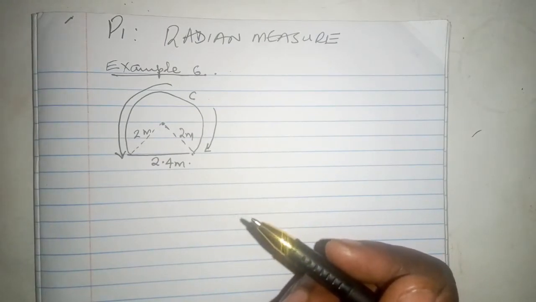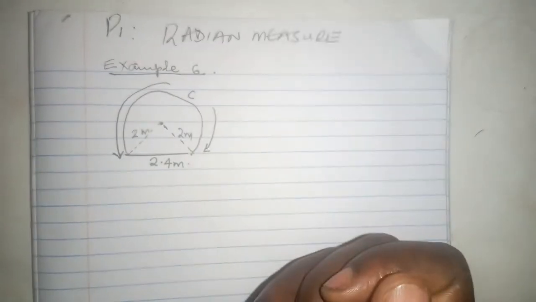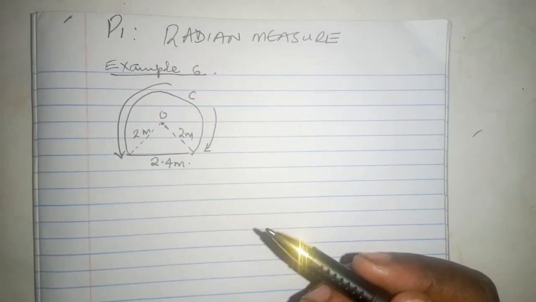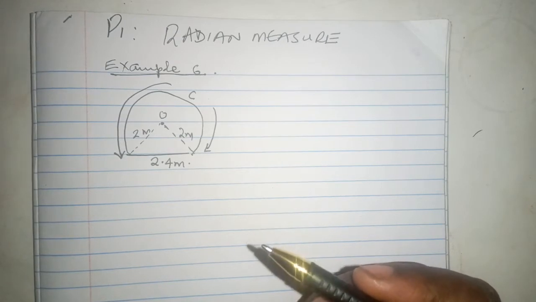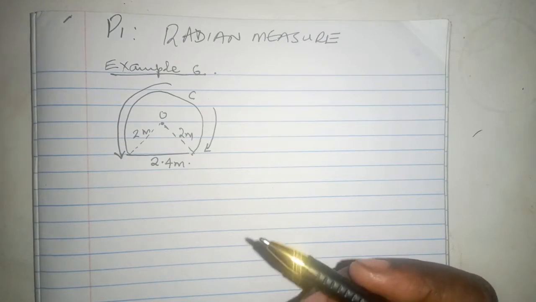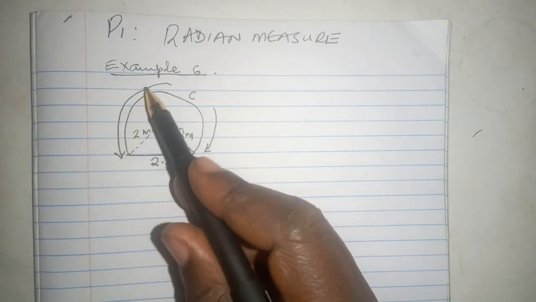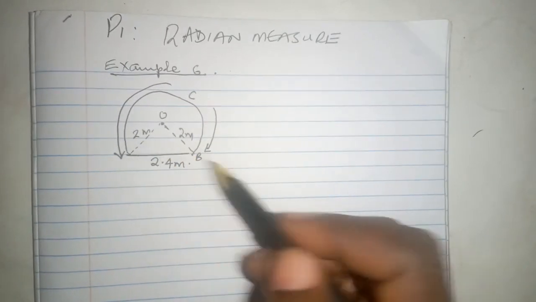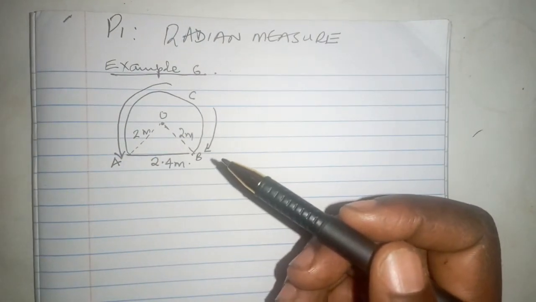The curved part is an arc of a circle. The curve C is an arc of the circle with center O and radius 2 meters. Find the length of the arc C. We are supposed to get the length from this particular point all around the circle back to point, let's call this point A, and this is point B, as named in the diagram.